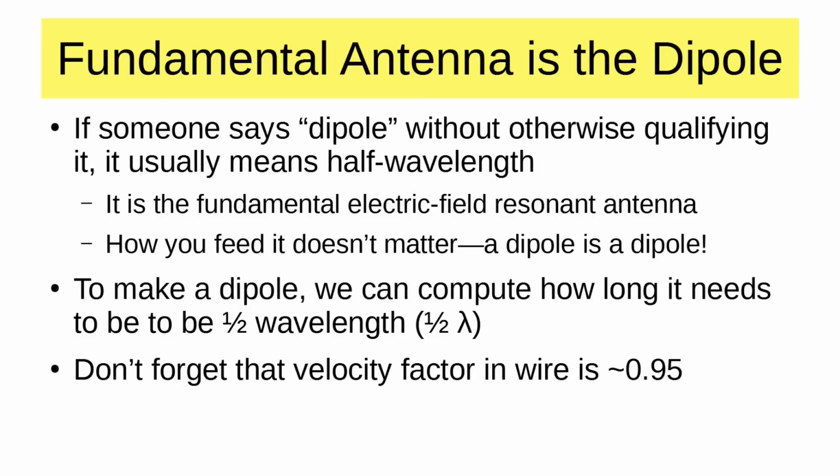To make a half-wave dipole, we can compute how long it needs to be: 1/2 wavelength, because dipoles are a half wavelength long. Note that lambda, that funny Greek letter right there, is often used to represent wavelength. Wavelength is a long word to spell out, so we just use lambda. Now don't forget that the velocity factor in wire is 0.95, so we're going to have to shorten the wire so that the wave can get all the way through it in the right amount of time.